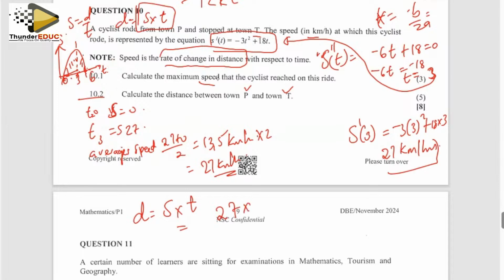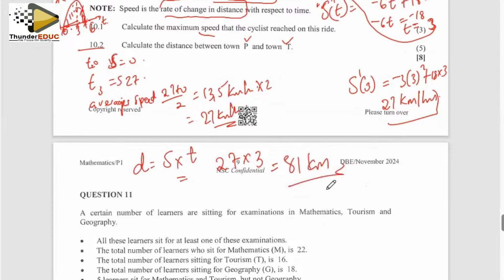I've already covered that time. So it's going to be times 3. And 27 times 3 is going to give me the 81 kilometers. 81 kilometers. All right, so that is that. That is how I would have approached that question. So the distance between the 2 towns is basically 81 kilometers. The time taken is 6 hours.